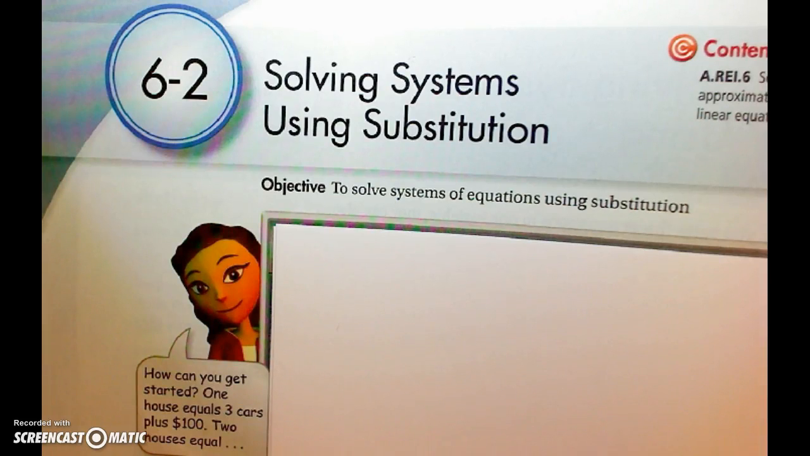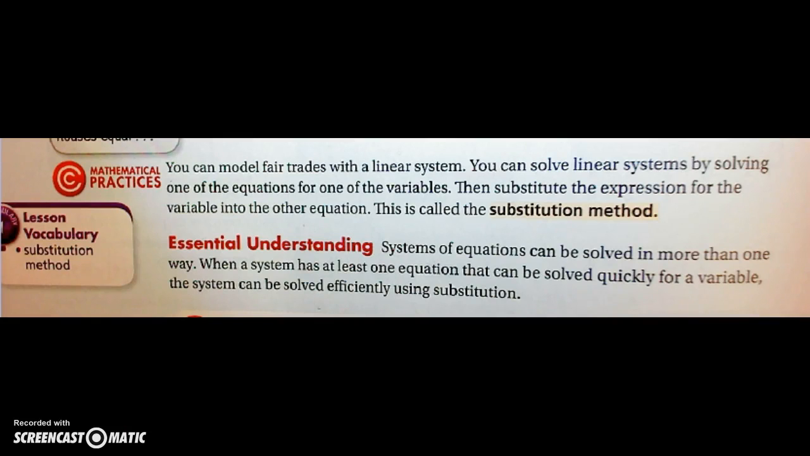6-2, solving systems using substitution. Our objective: to solve systems of equations using substitution. You can model fair trades with linear systems.